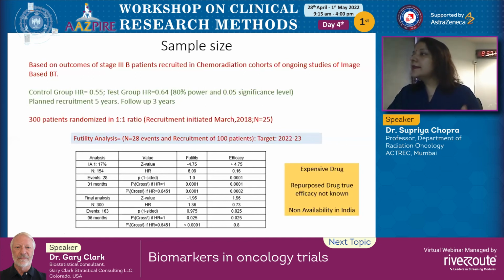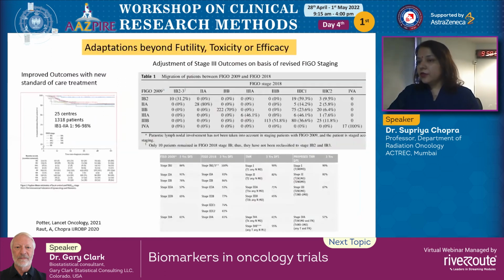Why? Because it's an expensive drug, which we outsource from abroad. It costs us a bomb for every patient. Second thing is it's a repurposed drug. We are not clear whether it's going to benefit or not. And the drug is not available in India. So I cannot spend my time, energy, and financial resources to complete the trial. I must have some signal before. So this is the classical adaptation that can be there.